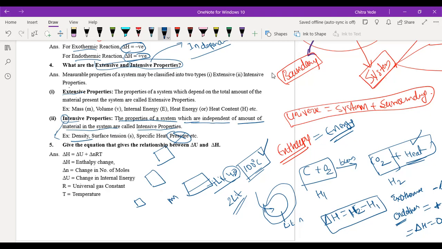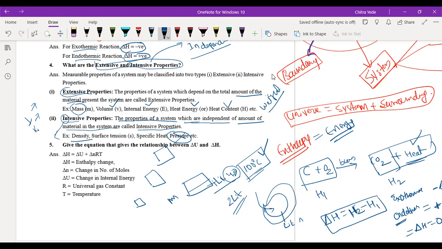Okay, but what are extensive properties? Extensive properties are those measurable properties of a system whose magnitude depends on the amount of matter present in the system. Like suppose we have mass. If you have 1 kg of any material, mass will be different. If we have 2 kilograms, again mass will be different. That means if we increase the matter, mass will increase, volume will increase, internal energy will increase, heat energy too, even weight, because weight is also a mass dependent property. If more mass, more will be the weight. Is it?